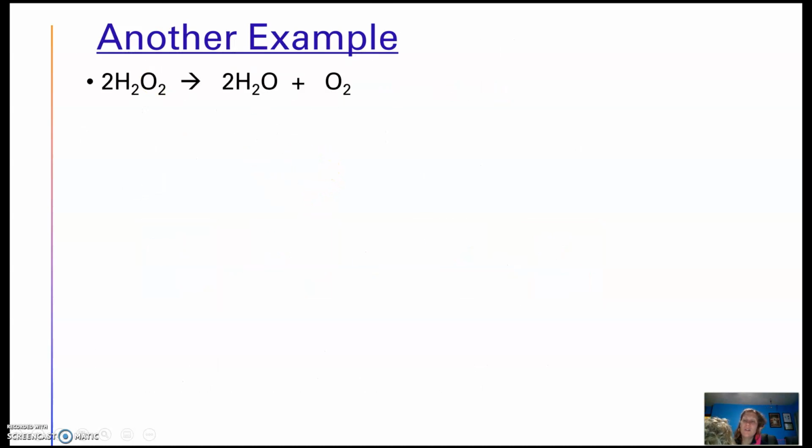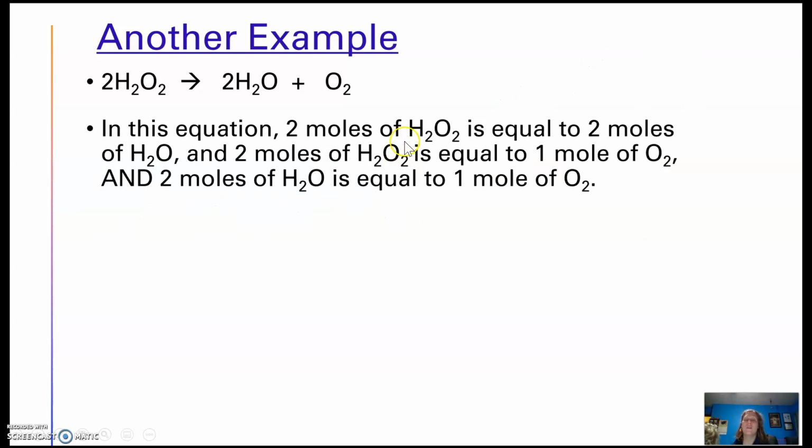So the other example is just a different equation. This is the hydrogen peroxide equation. Hydrogen peroxide breaks down into water and oxygen. So the other idea of the balanced chemical equation is that this perfect ratio means everything is equal to each other. So you can read this, but I'm going to explain it. That means 2 moles of hydrogen peroxide makes 2 moles of water. 2 moles of hydrogen peroxide makes 1 mole of oxygen. But also, 2 moles of water and 1 mole of O2 are produced. So, everything's equal to each other.